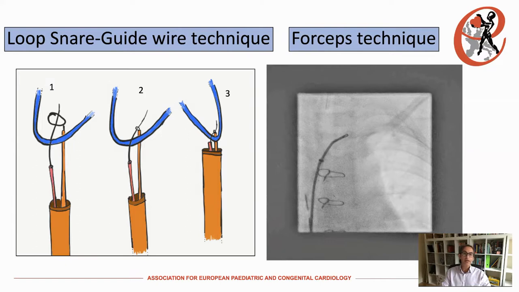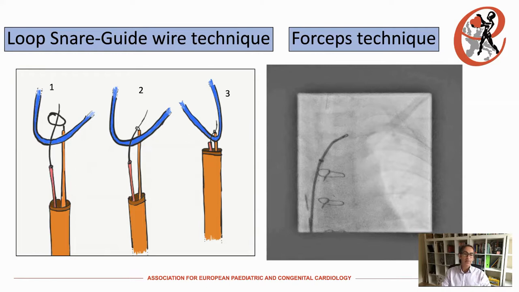First, open the loop snare distally, and then a guide wire is passed across the other side through the catheter, and a snare with a snare loop, which is then tied around the guide wire. Once this has been completed, the whole complex is pulled inside the sheath.